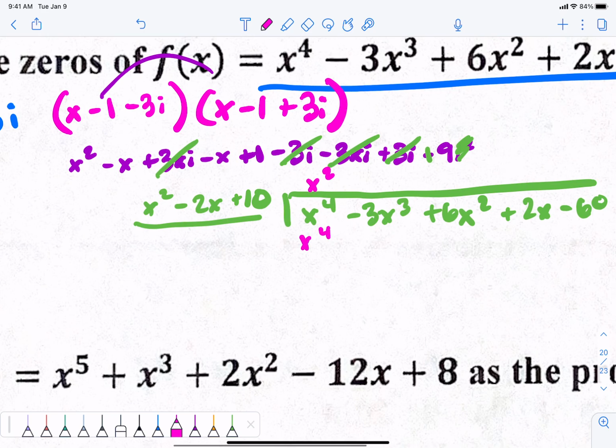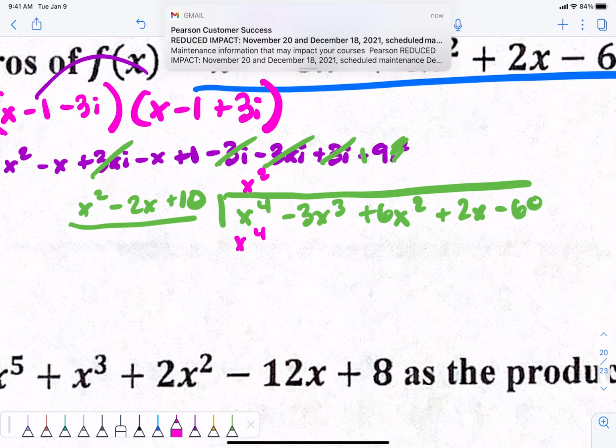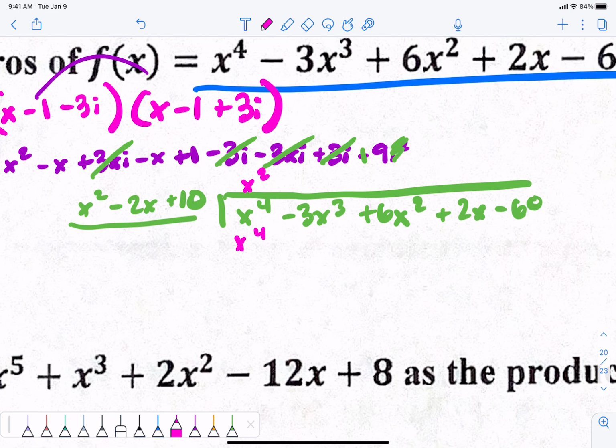All right. So, okay, we ready to go? x squared, multiply the x squared back through. We have x to the 4th minus 2x cubed, and then plus 10x squared. There we go.